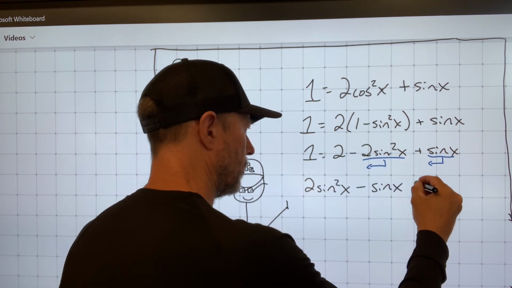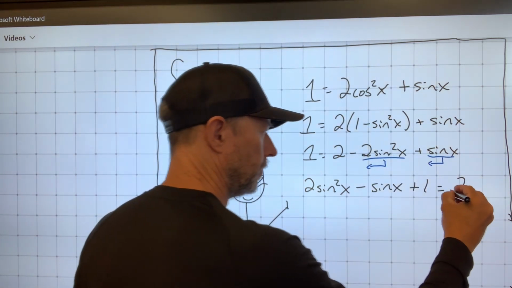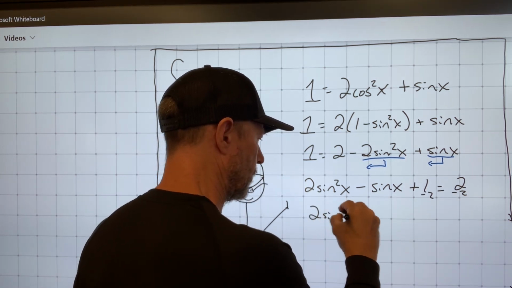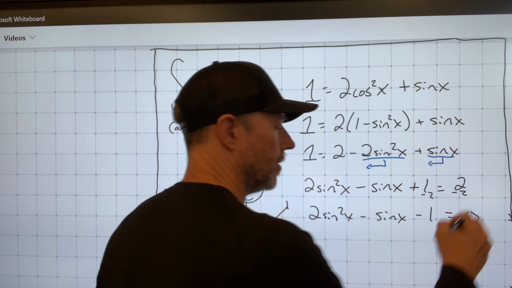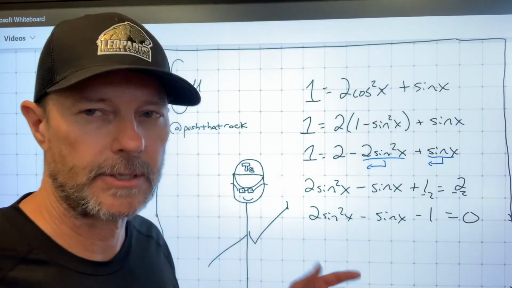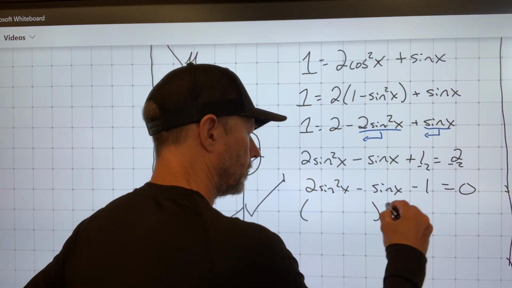We have this plus 1, and it equals 2. So now I'll subtract the 2, and I have 2 sine squared x minus sine x minus 1 is equal to 0. So nice quadratic form. And we hope it factors. And of course I set this up so it would.